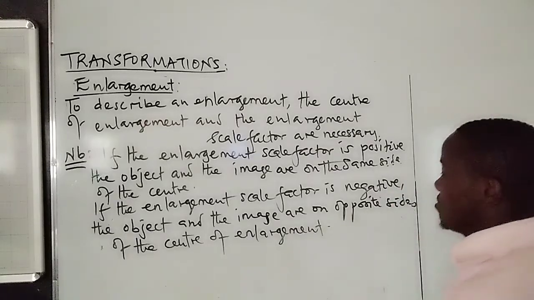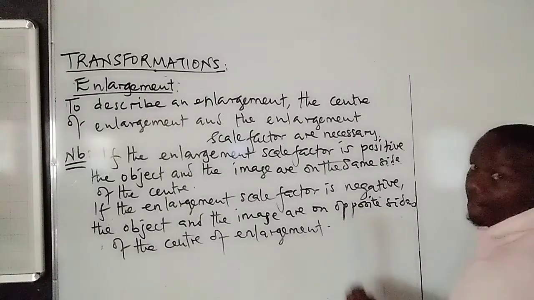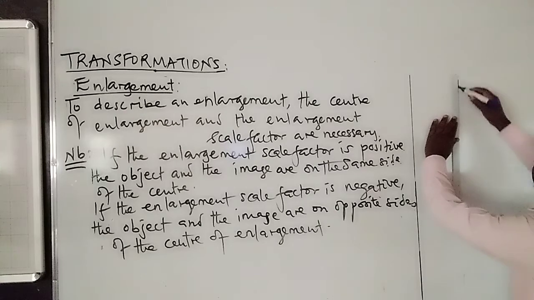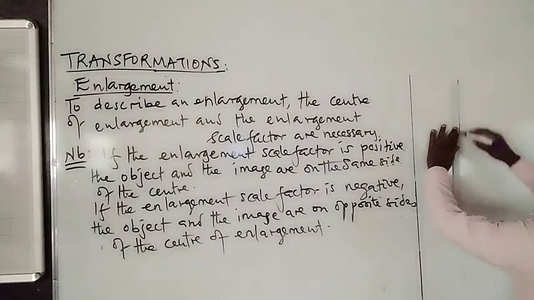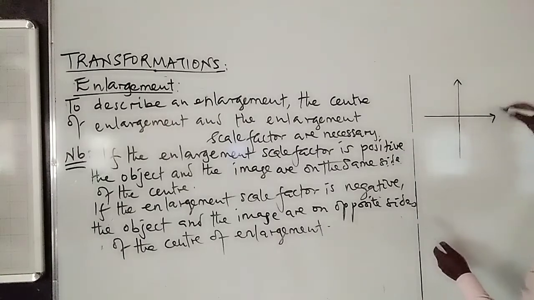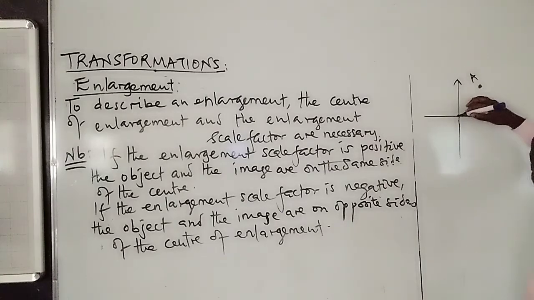If we have the Cartesian plane here, then we are told that point A is being enlarged and the center is O, and the enlargement scale factor is 2, which is positive.